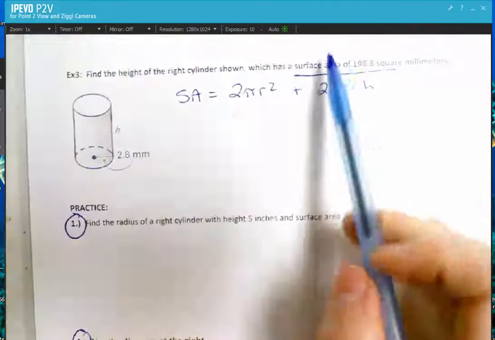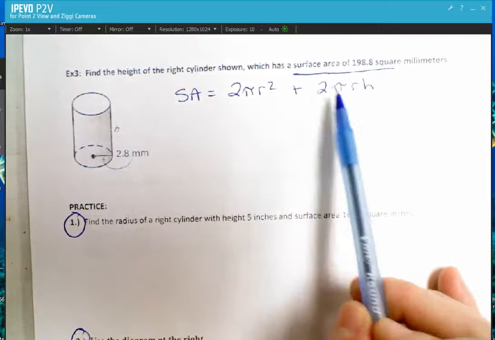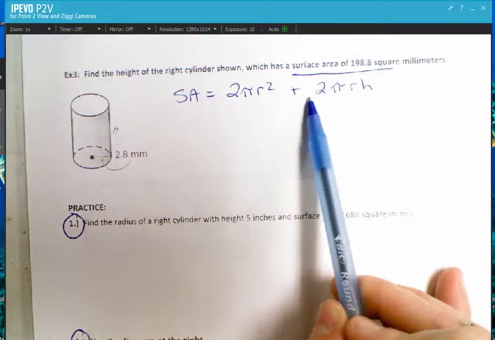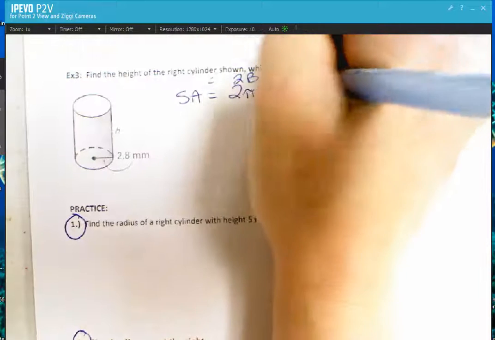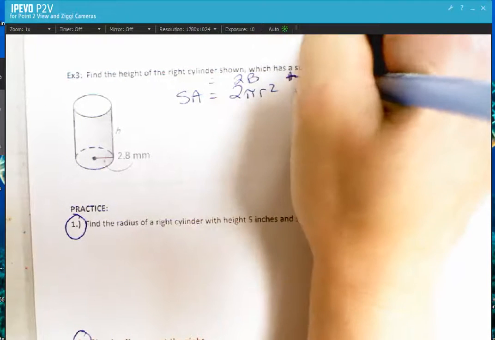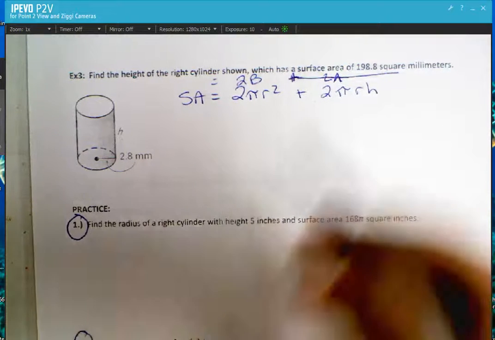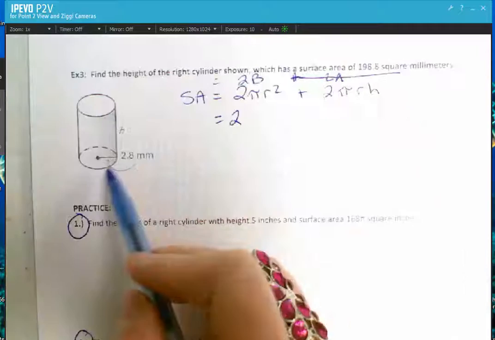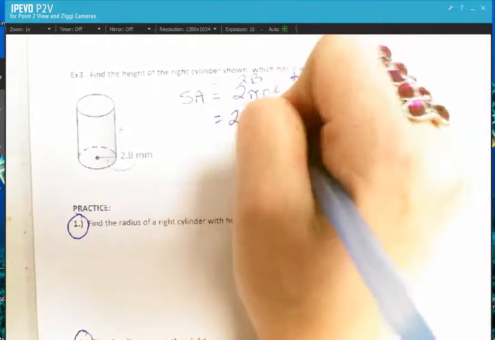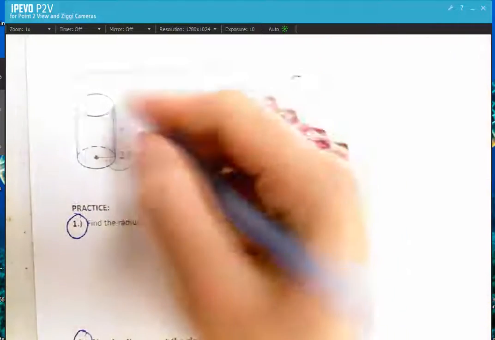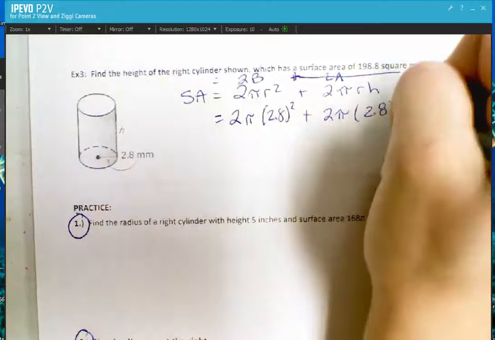Okay, so what I did was just jump. I know I have 2 of my base areas plus I have the height times the circumference. So this is really equal to 2 base area plus the lateral area. That's all I did was substitute in the pieces since cylinders are always the same. So my base area here would be 2 pi, they gave me the radius, 2.8 squared, plus my lateral area, which is the rectangle, is 2 pi times 2.8, and h is what I'm solving for.